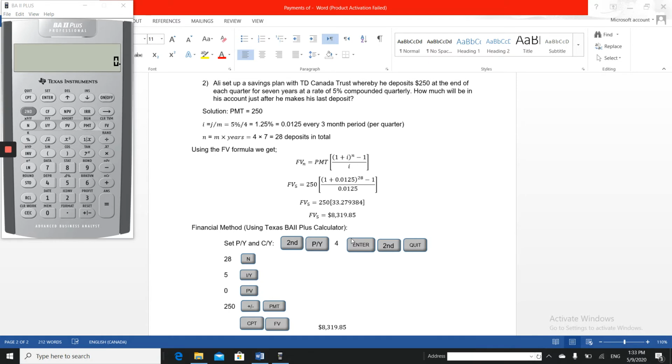Okay, in this problem, I need to find the amount in the account after the last deposit. So simply it's future value. I need to find future value.